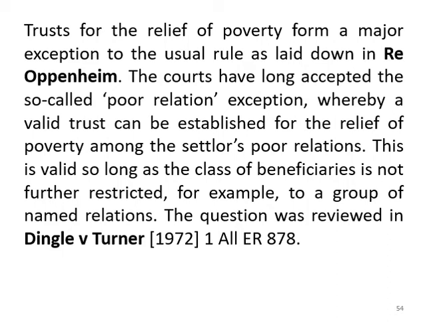For example, a group of named relations. If the settlor created a trust for the benefit of poor relations, that's fine. That's a charitable trust. That's an exception to the general rule. It is accepted as a charitable trust. But if the trust is created for the relations named in the deed of trust, then it is not a charitable trust, it is a private trust.